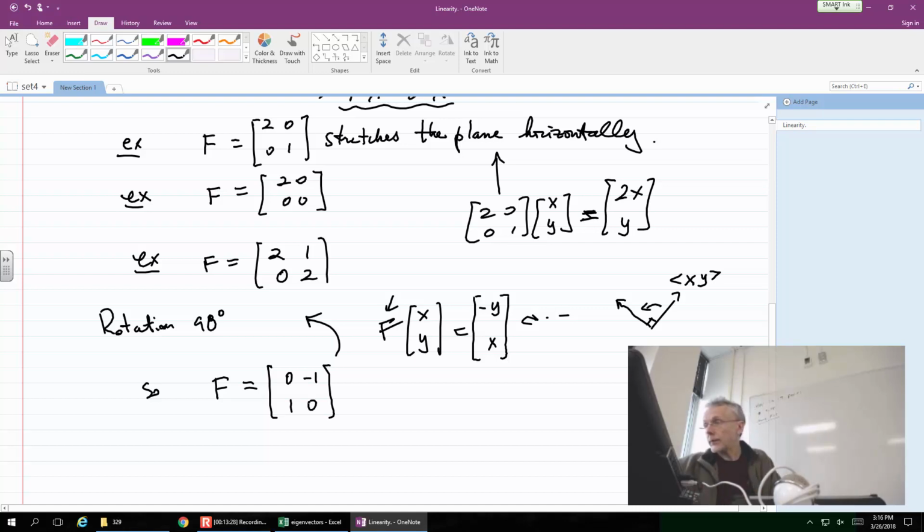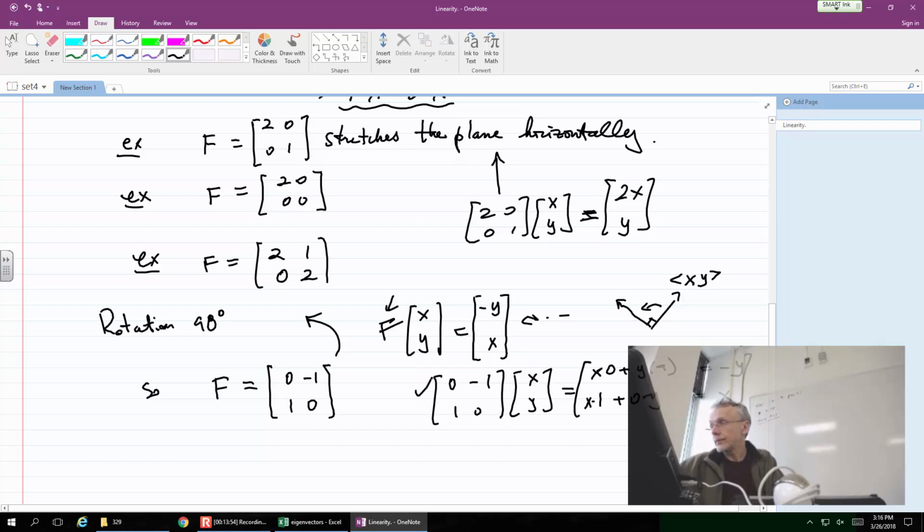So if you want to verify it, you multiply 0, -1, 1, 0 by (x, y), right? What is it? It will be x times 0 plus y times -1. Okay, it's negative y. And then I have 1, and I have x times 1 plus 0 times y, and that is x. Okay, so that works out. Checks out. So this is the matrix of rotation.